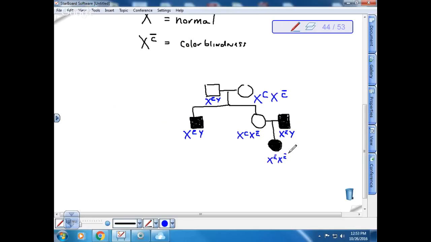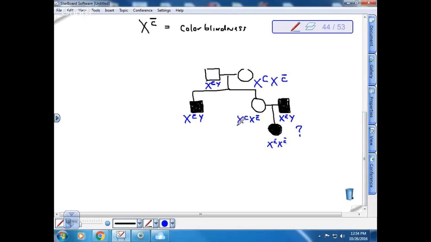Okay. So the question is, if they have another child, what is the probability that that child will have color blindness? So the way to set this up is to figure out what the genotypes of the parents are. So I would write my X and my big C, my X and my little c, right? And then the sperm would have to be X, little c, and Y. Does everybody see where I got that? So this is just the parents, and these are the gametes that they could produce, okay?